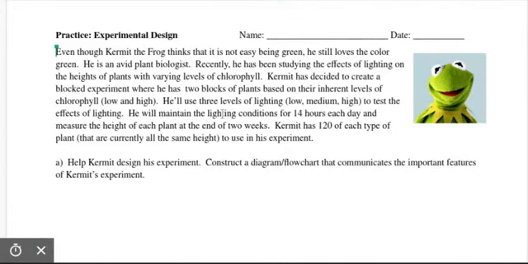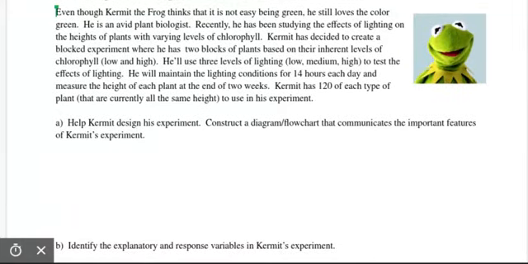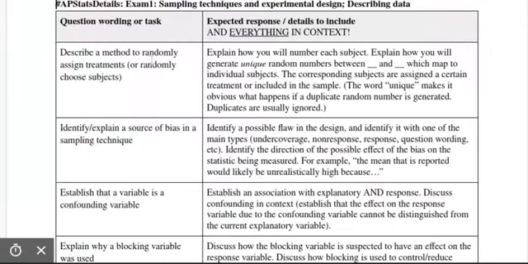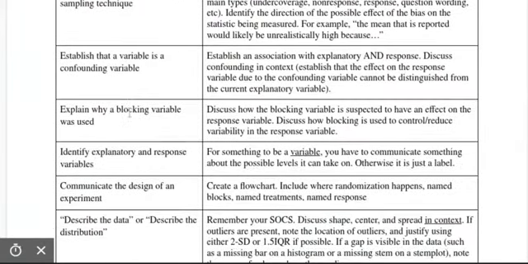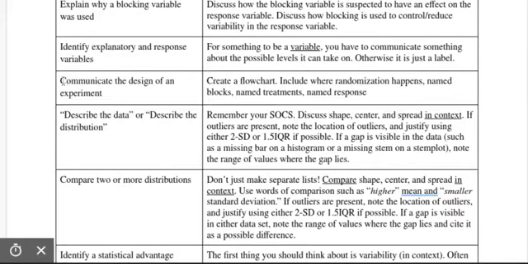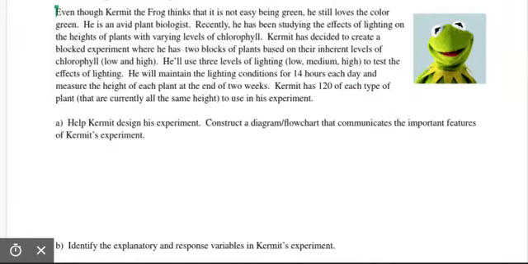Okay, so you can read through the context here. Part A asks to help Kermit design his experiment to construct a diagram or a flow chart. If you refer to your AP Stats details page, it says communicate the design of an experiment. There are some details to include. You want to have randomization labeled. If there are blocks, name your blocks, name your treatments, and name your response. Everything is in context. So that's the first part here.